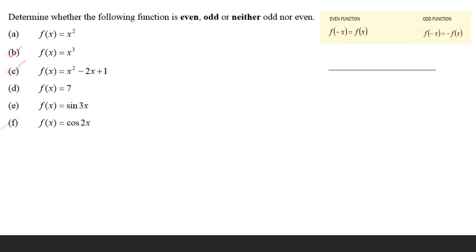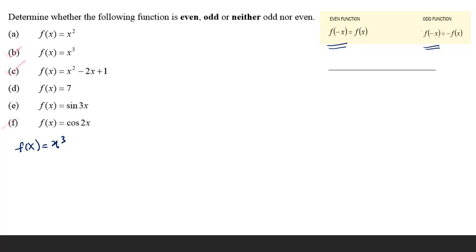Okay, we go to the example: determine whether the following function is even, odd, or neither. We have 6 examples here, and I will just go through 3 of them. We go to the first example. We have f(x) equal to x to the power 3. What do we do to determine whether it is even or odd? We need to substitute the value of f(negative x), to check for even and also for odd.